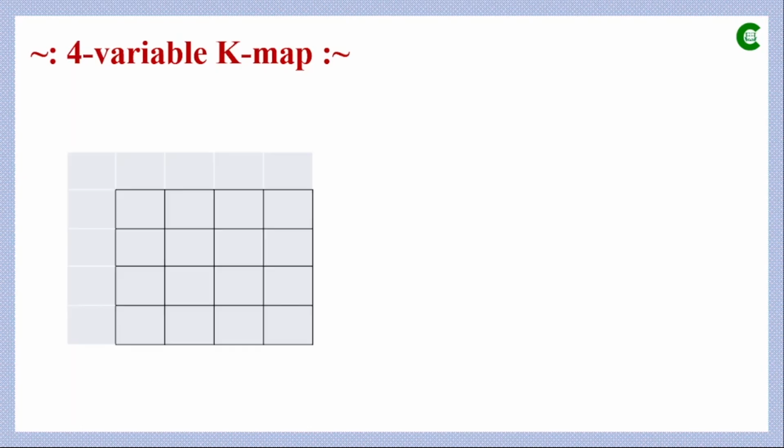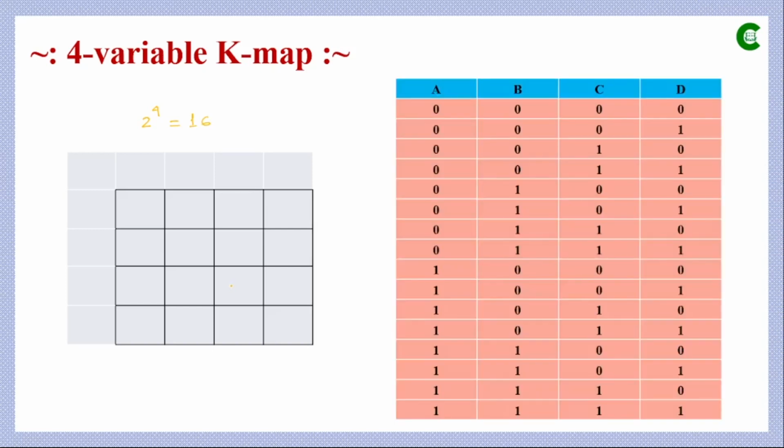Now next is the K-map for 4 variables. So 4 variables means we will be taking A, B, C, D. 4 variables means 2 raised to the power 4, so a total of 16 combinations. That means in that K-map we will have a total of 16 cells. Now this is the truth table for 4 variables and these are their corresponding decimal numbers, 0 to 15, as we have 16 combinations.